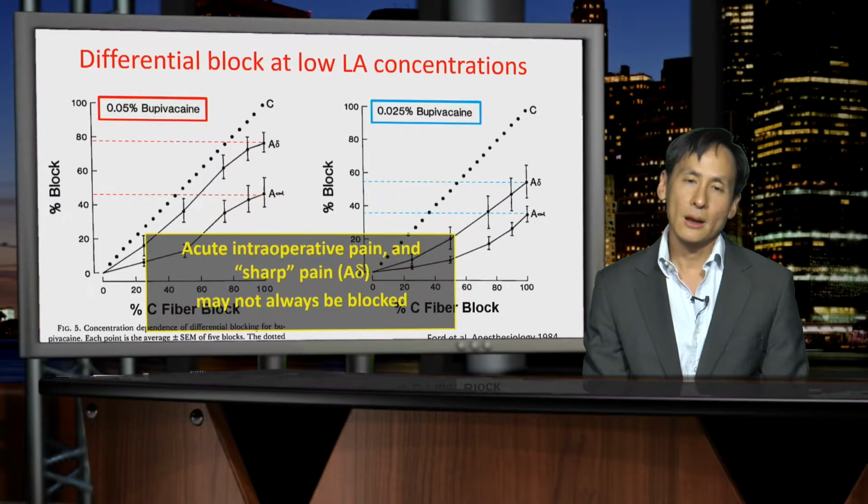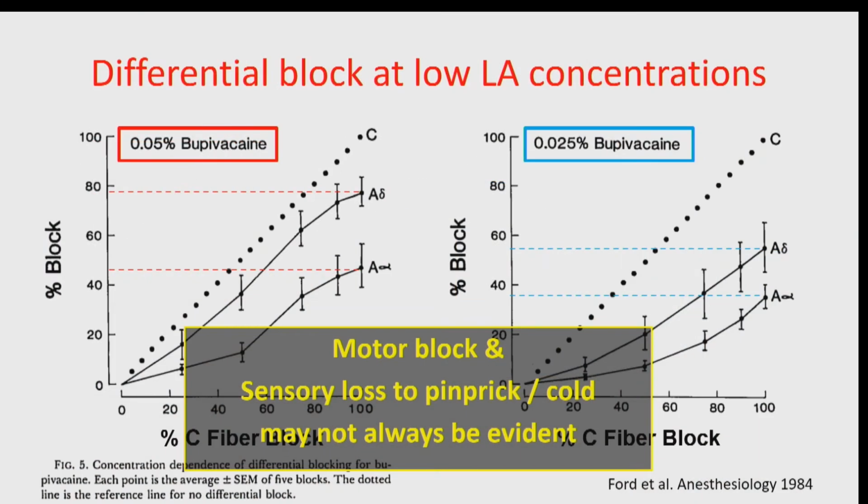And thus, occasionally when we do this block preoperatively, you will note that patients experience or appear to experience pain, and you need to supplement analgesia. And I think it's this sharp pain, this acute pain that's experienced that's not always completely blocked to the same degree that the pain carried by C fibers is blocked. Similarly, this explains a common observation that we don't get motor block, and that sensory loss to pinprick and cold when attempting to map out the dermatomal distribution of the block is not always clearly evident.